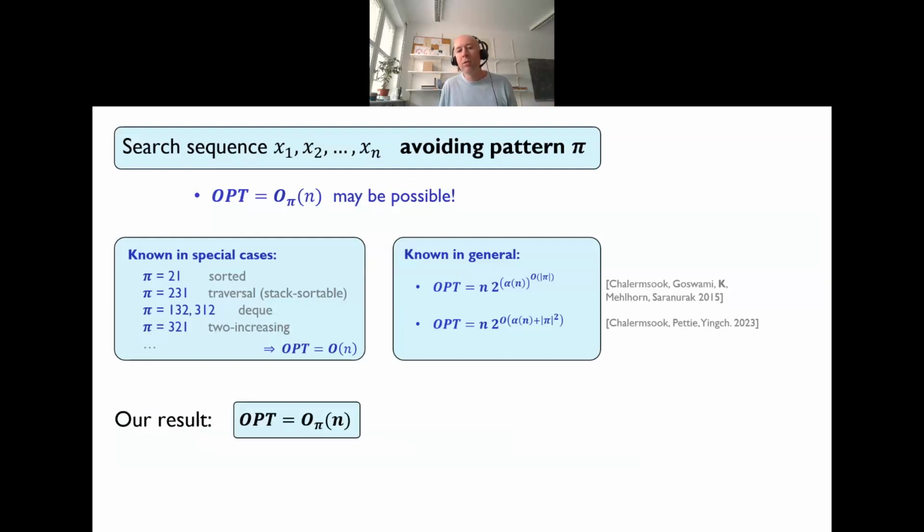But what is our result? We close this gap. We show a linear bound for the offline optimum. Okay, and we leave it as an open question to show a linear bound also for some online algorithm like splay tree, which must be true if the dynamic optimality conjecture holds.